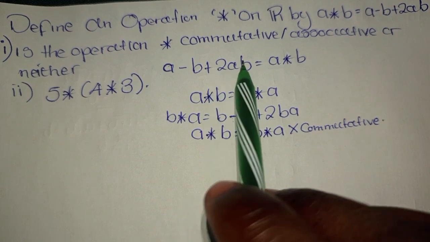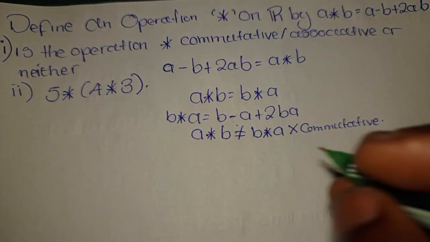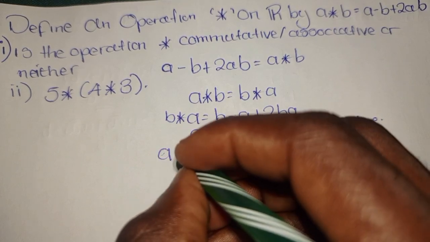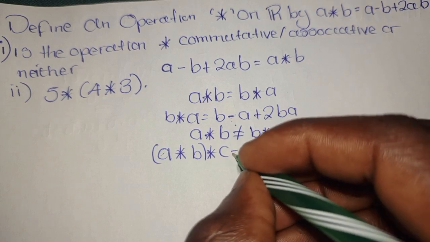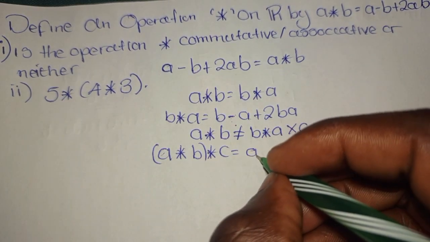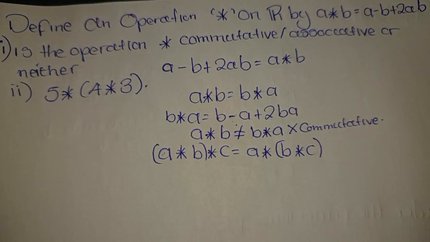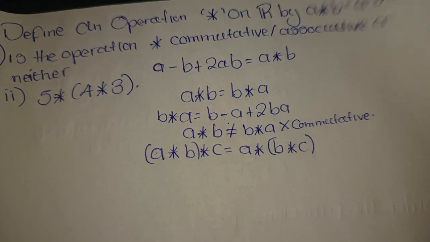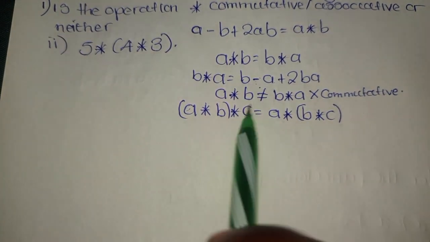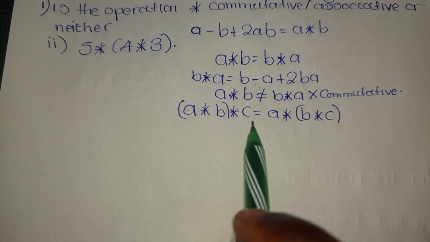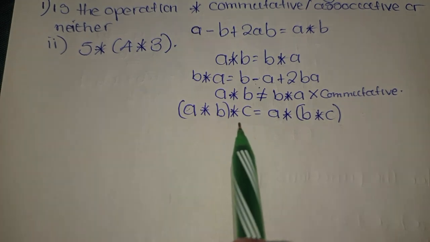From here, you now go on to solve the associativity aspect. Remember associativity: (a star b) star c should be equal to a star (b star c). For you to solve this operation, remember a star b has already been defined for you, but for you to introduce c, this is where the real challenge comes in.